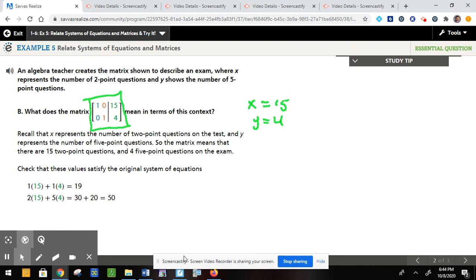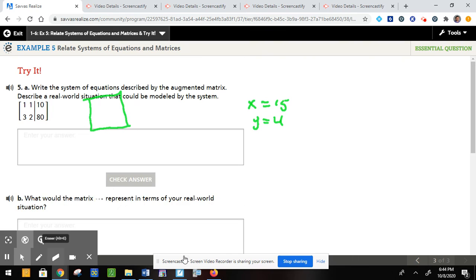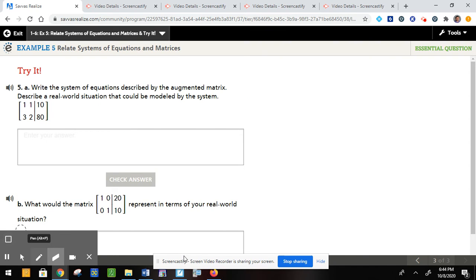Now let's look at just the last part of this example. So it's a you try it question. All right, so what we're going to do is convert this matrix into a system of two equations. So 1 and 1 means x plus y, and that equals 10. 3 and 2 means 3x plus 2y, and then that equals 80.